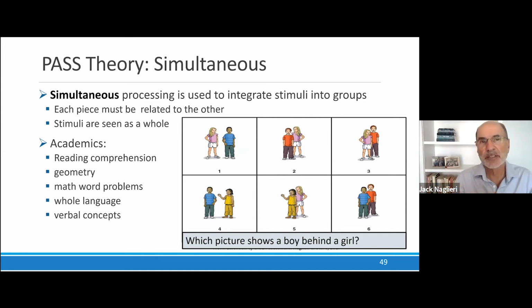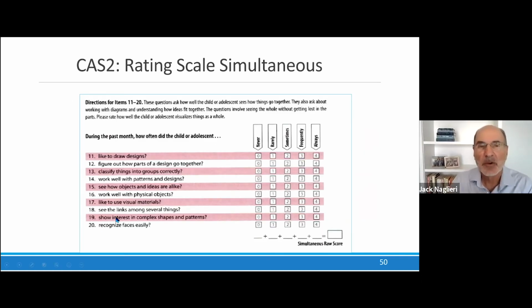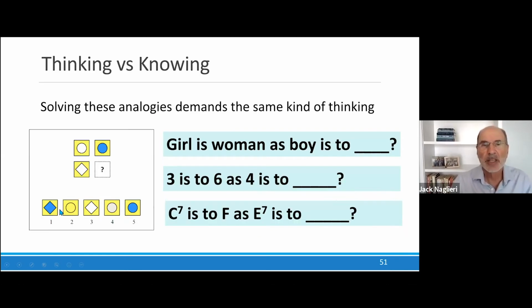The harder items are things like which picture shows a square to the left of a triangle, below a cross, to the right of a blah, blah, blah. You know, it gets really crazy. But it's all about interrelationships. And so we asked the teacher, well, does this student like to draw designs? Are they good at seeing how things go together, patterns, and good with visual materials, shapes? Those are the kinds of things we see. But now I'm gonna take you a little deeper here. So let's look at something at a different level.